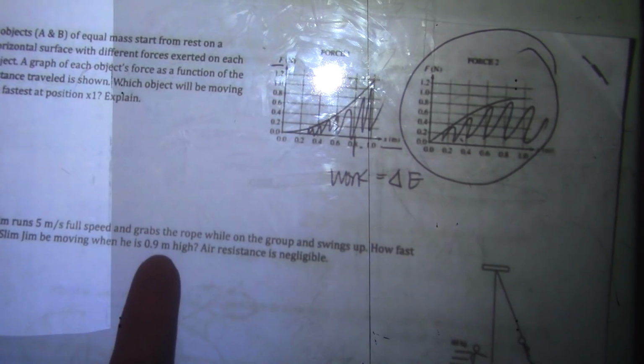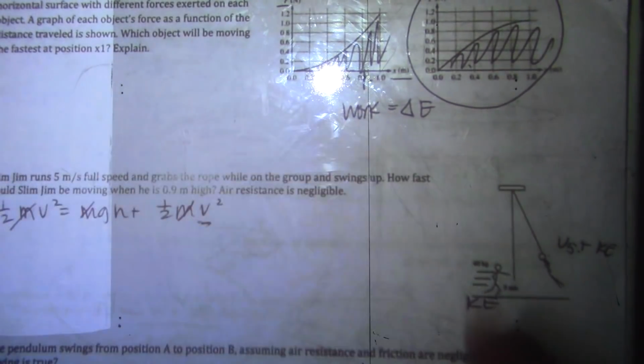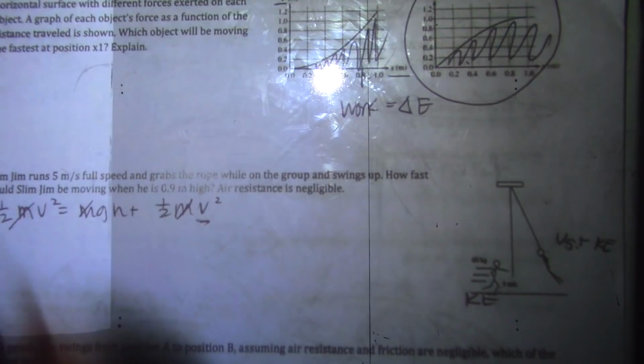Alright, Slim Jim runs at full speed, 5 meters per second, and grabs the rope and swings up. How fast will he be moving when he is 0.9 meters high? Here it's definitely all kinetic. Here I'm going to assume it's some kinetic and some potential because I'm asking for how fast he's moving. It didn't say this is at the maximum height. So I've got 1/2 mv squared equals mgh plus 1/2 mv squared. I'm looking for this missing velocity. You'll notice that the masses cancel out. So I do have 60 kilograms, but it doesn't really matter.